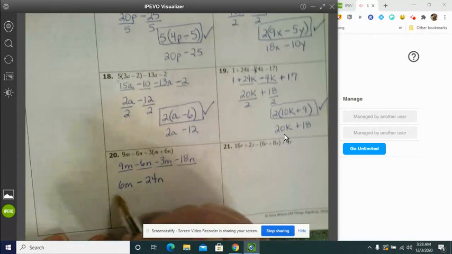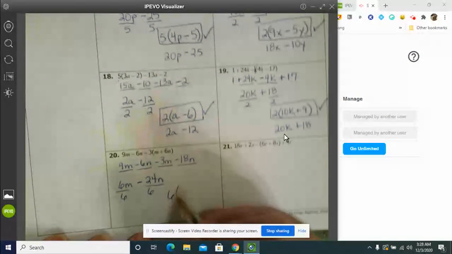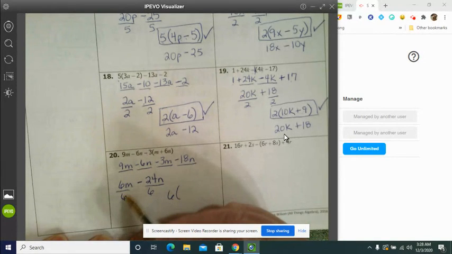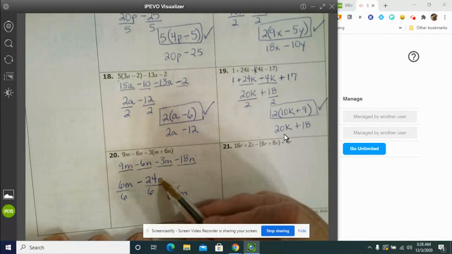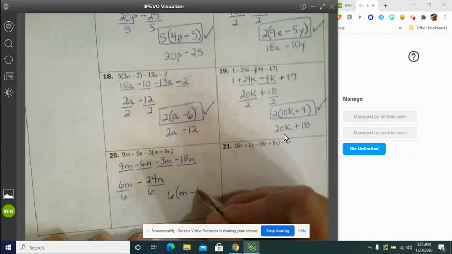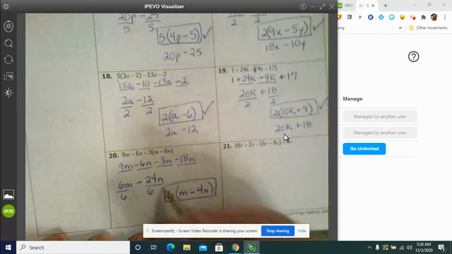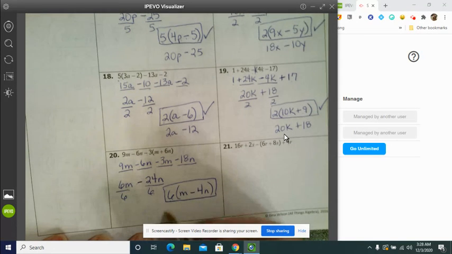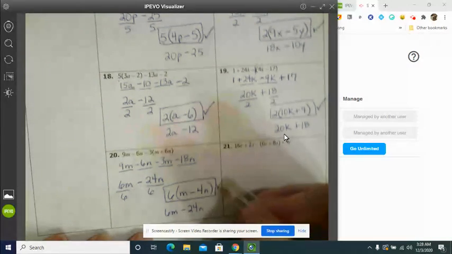All right, these both share a 6 as the greatest common factor. So I'm going to pull out my 6. 6m divided by 6 leaves me with m. Negative 24n divided by 6 leaves me with negative 4n. So I think that's my answer. 6 times m, 6m. 6 times negative 4n is negative 24n. That's what I had. My answer checks.